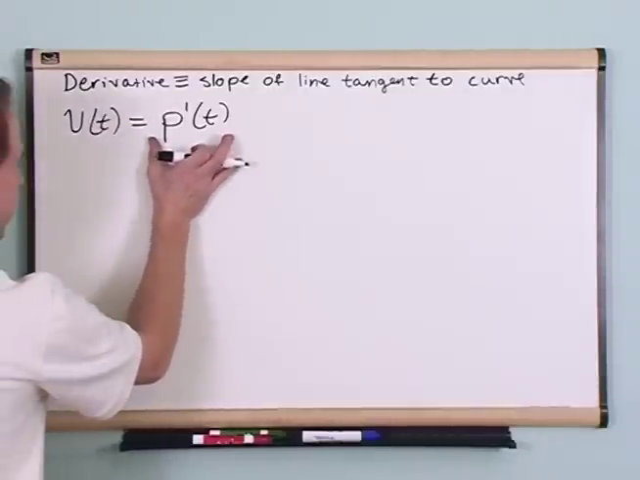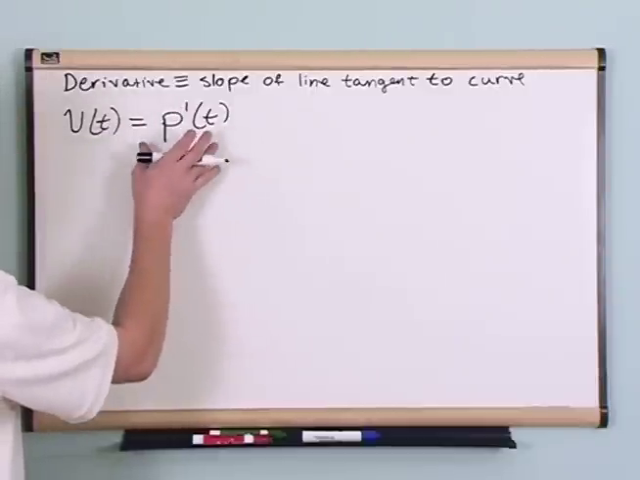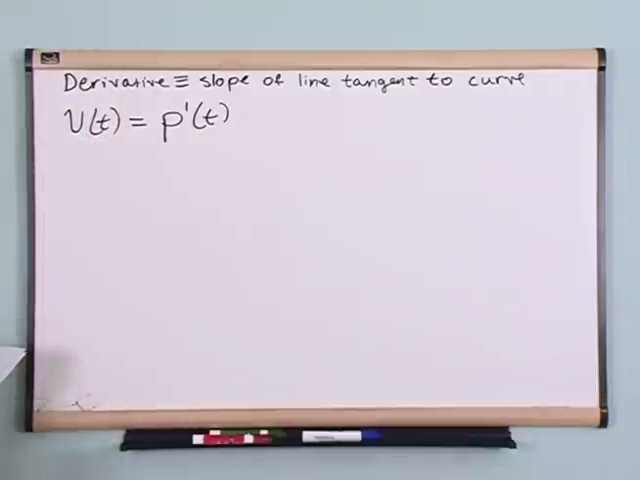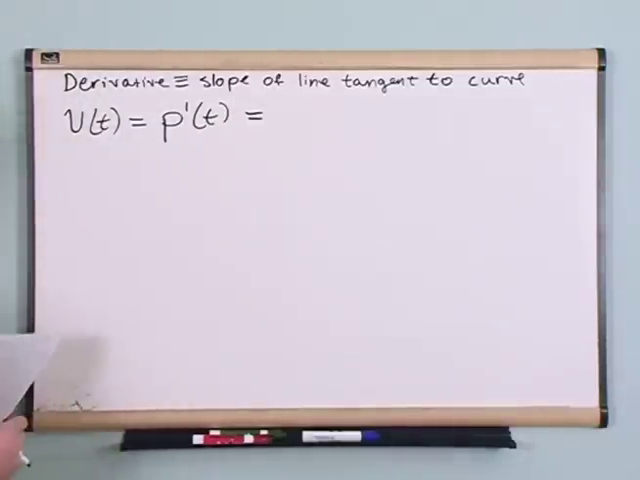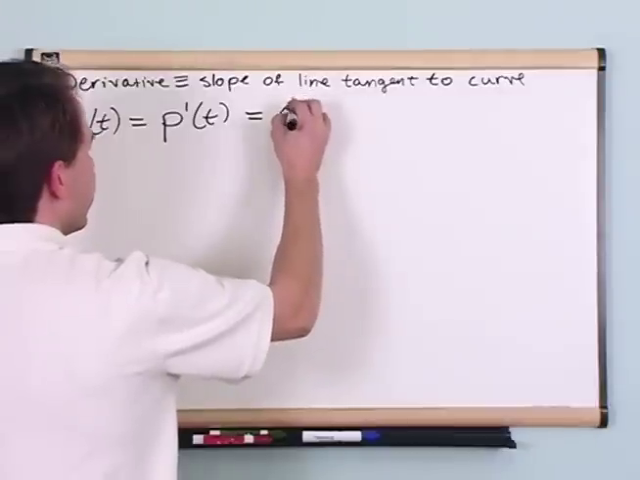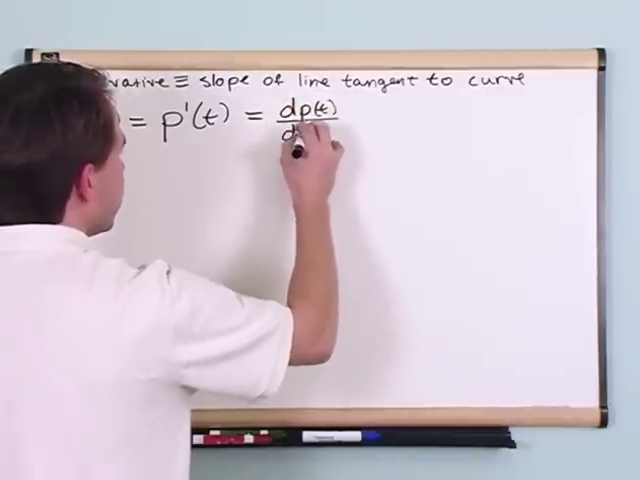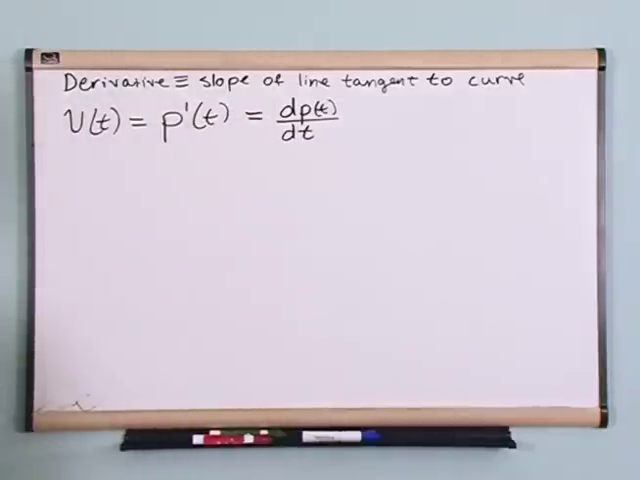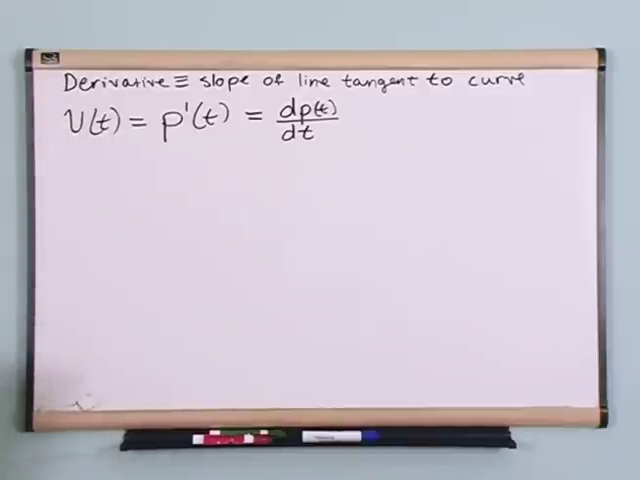So you have the position function, you take the derivative of it, which is the rate of change, the slope of that tangent line, and what you get back is called the velocity. Another way to write this, these are exactly equivalent ways to write it, is the derivative of p of t with respect to t. So you would say in words dp dt. Here you would say p prime of t. In either case, you're saying the same thing.